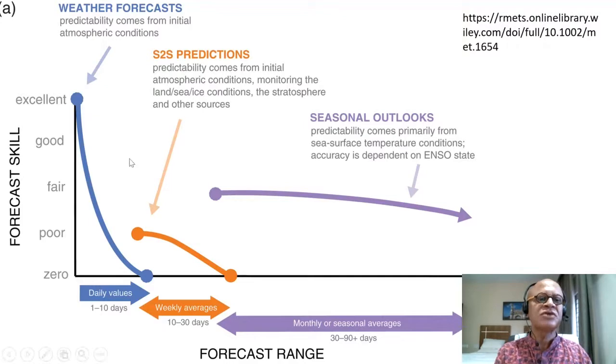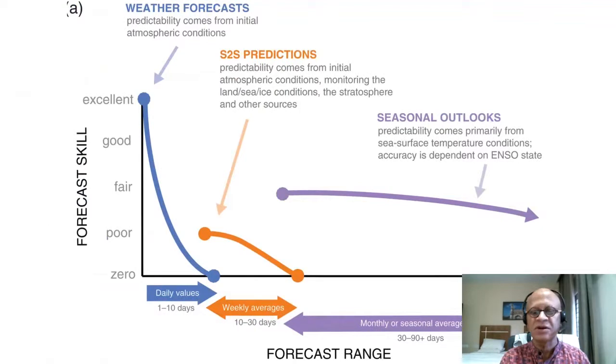So here we are trying to use forecast skill at various time scales, from weather forecasts and subseasonal to seasonal forecasts and seasonal outlooks. So that goes from 1 to 10 days, 10 to 30 days, or often referred to as weeks 2 to 4, or 30 to 90 plus days, could be 6 months to a year.